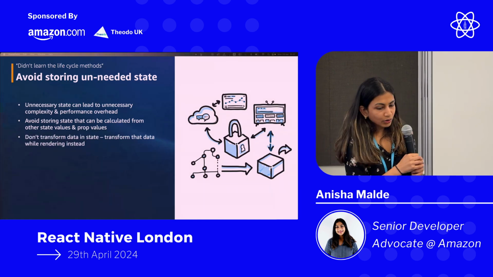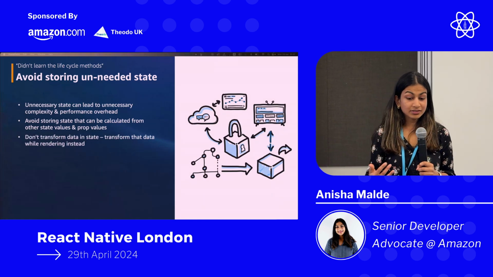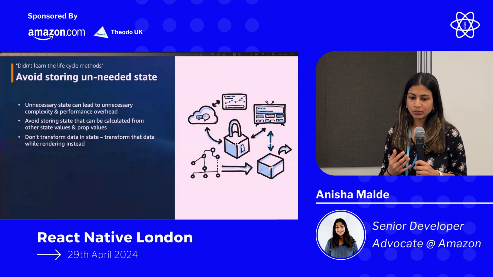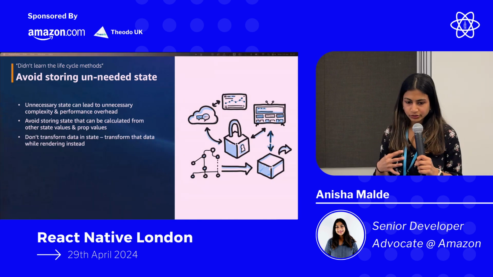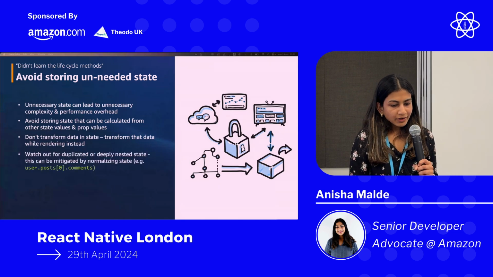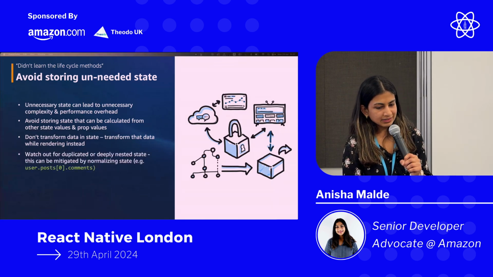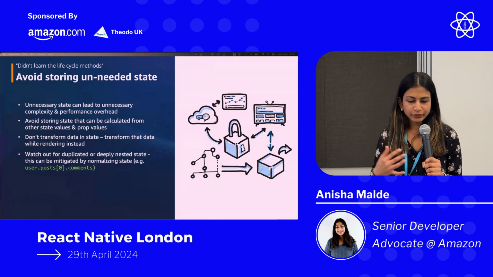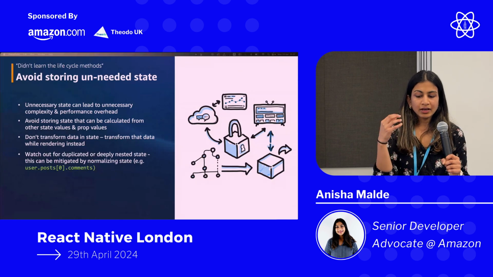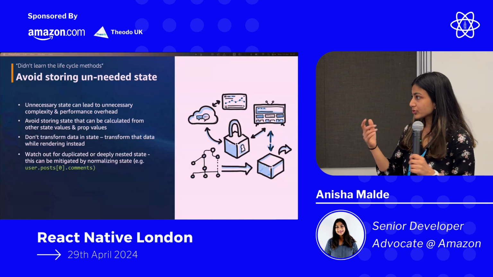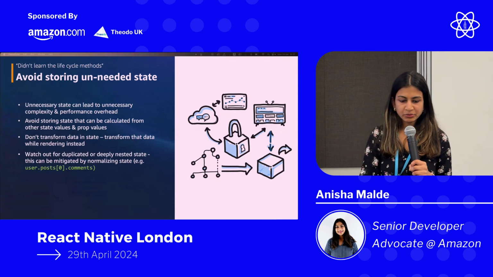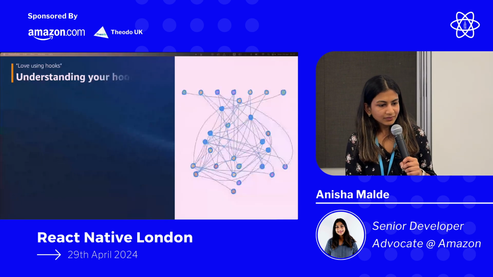So don't transform data in state. Transform that data while rendering instead, and keep your state as the single source of truth. And finally, watch out for duplicated or deeply nested state. For example, if you had user posts comments as a nested object, use IDs to store user, posts, and comments separately in slices of state.